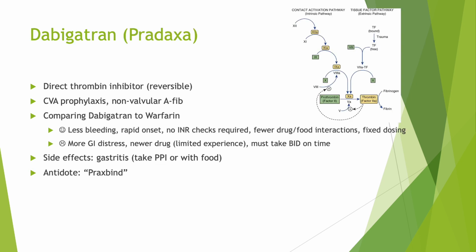Now let's look at another drug that inhibits an existing coagulation factor, the ones already floating out in the bloodstream. This is dabigatran or Pradaxa, and this drug directly inhibits thrombin. So typically Pradaxa is used to prevent stroke in patients at risk, for example, those with atrial fibrillation, but it's not indicated for patients with atrial fibrillation who have valvular disease.